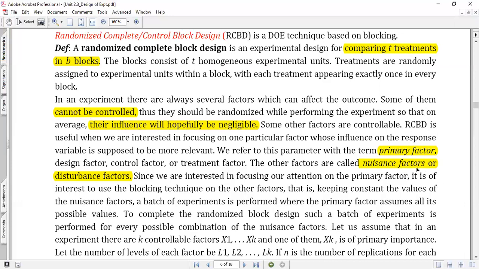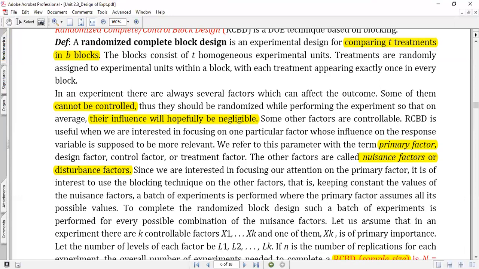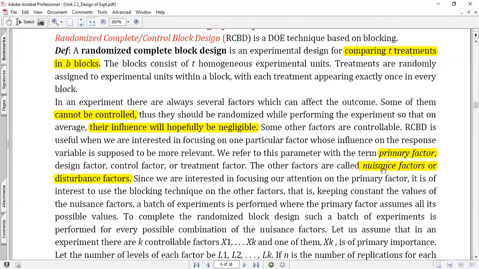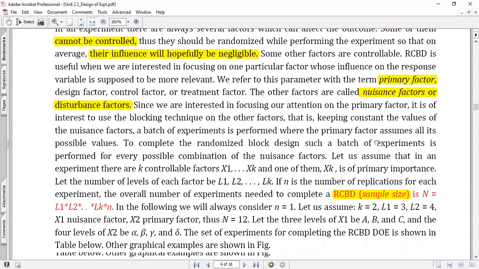For that you will introduce something called a nuisance factor, gender. So gender is the nuisance factor. The levels are the standard classification, you can't change that: male and female. So you have two factors here. Usually your assumption is that this particular block, gender, has no effect at all.